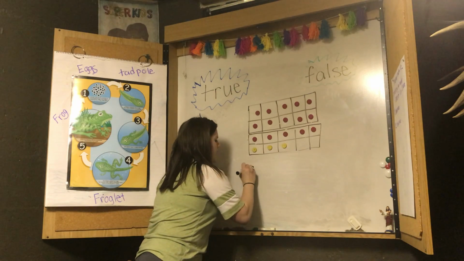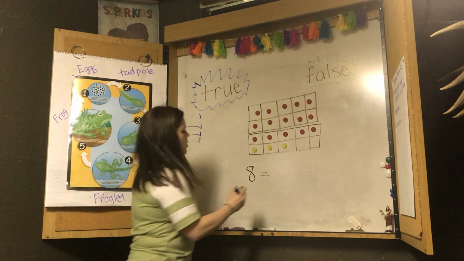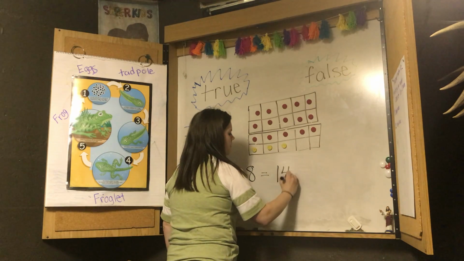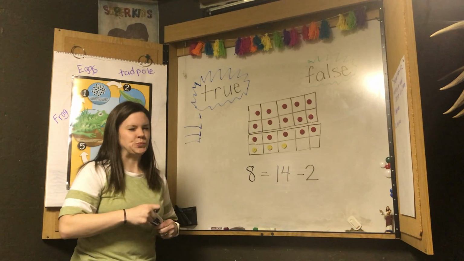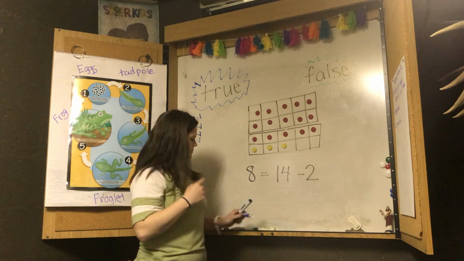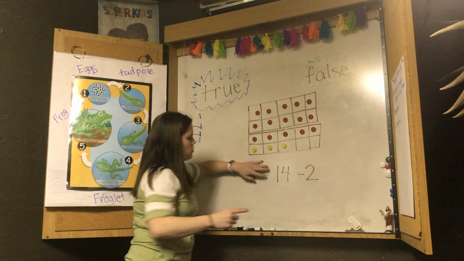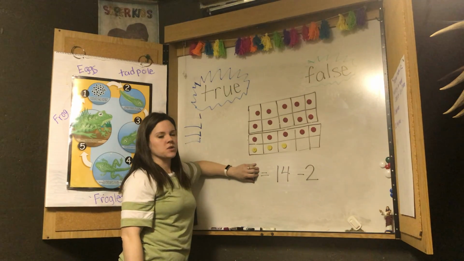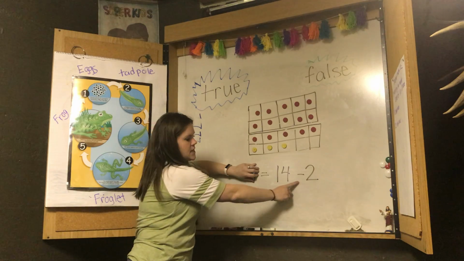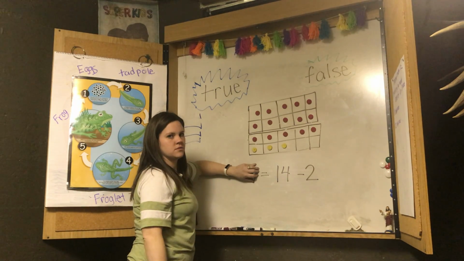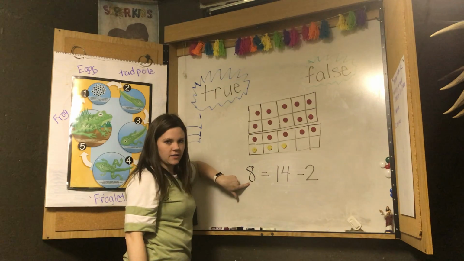We have 8 equals 14 minus 2. Let me look at this real quick. 14 minus 2. What would that be equal to? 14, take away 2. See if you can do that in your brain. Is that equal to 8?